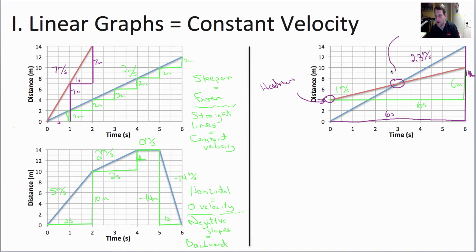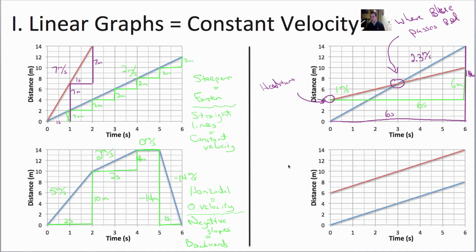And this point here is where blue passes red. Okay, let's look at one more on this page.